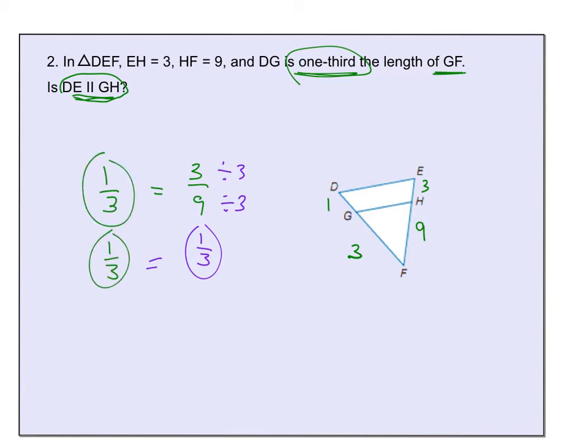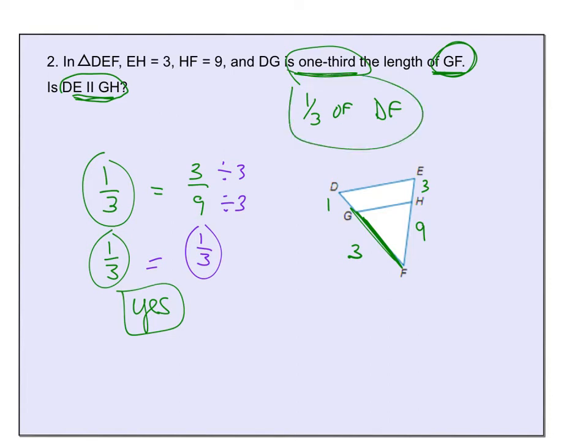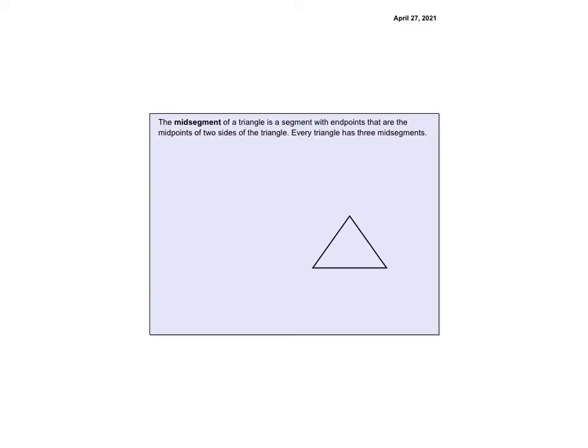So yes, that will work, because 1/3 is of GF, of just this length right here. If I said 1/3 of DF, this wouldn't work. So lucky they said GF. GF works right there. I apologize for the confusion, but that's a good lesson in rereading the problem.